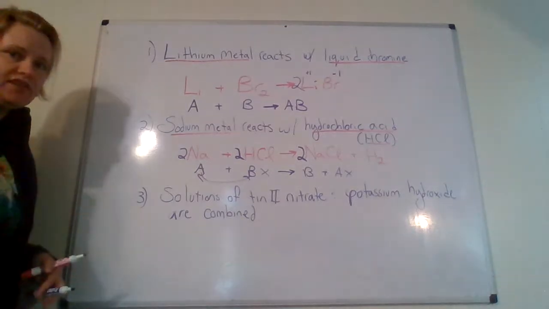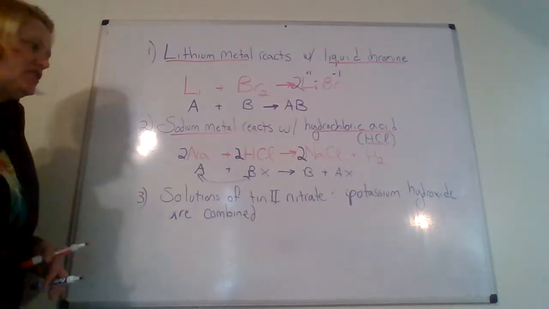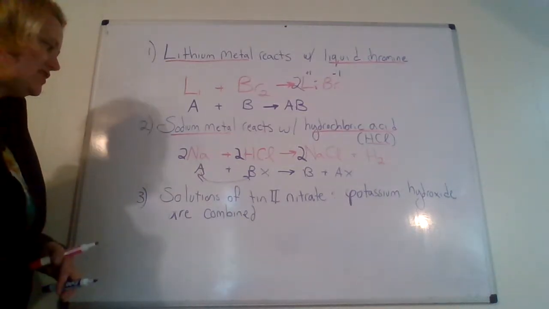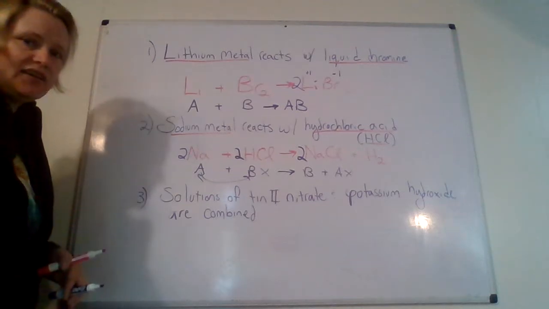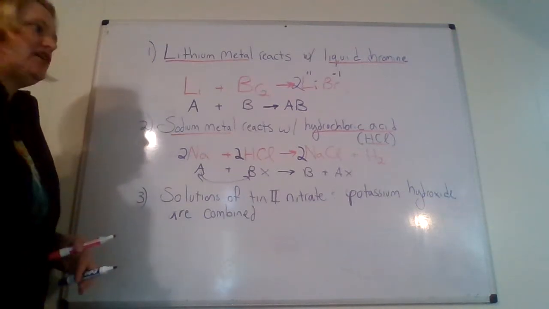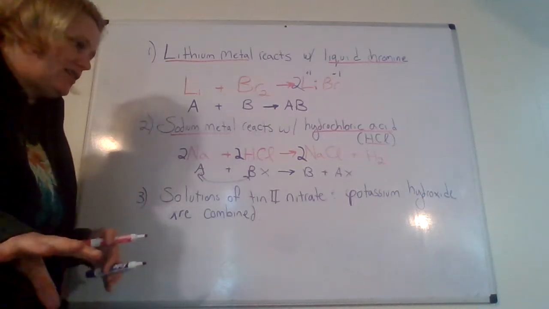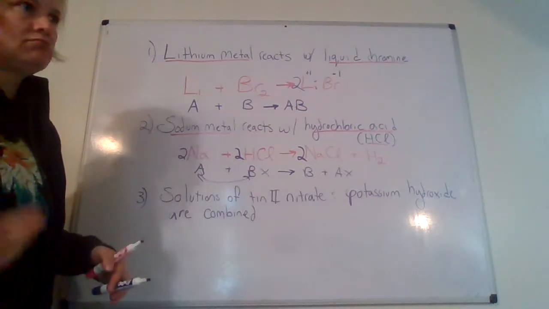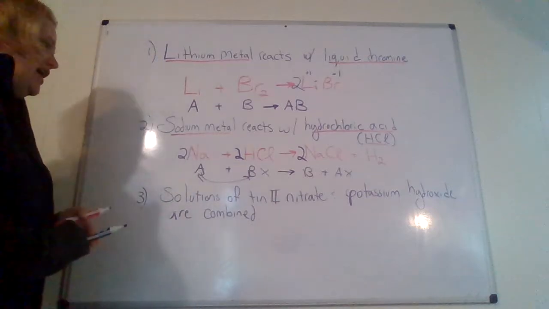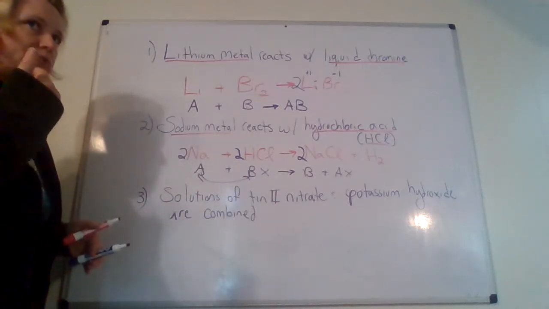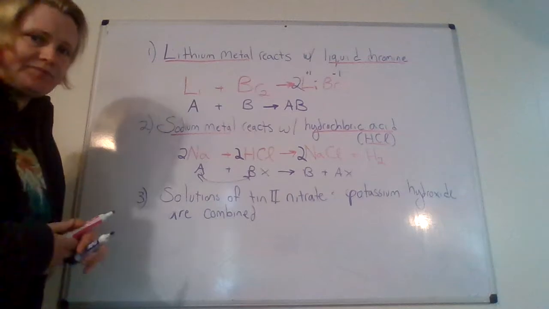The last one I've got down here says solution of tin(II) nitrate plus potassium hydroxide are combined. So it's going to be a little bit more complicated. You're going to have to dig out your polyatomic table that I gave you in October, I think. And we're going to make sure we remember how to make these compounds.